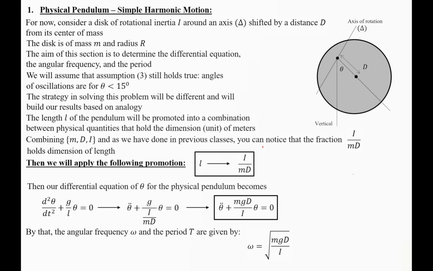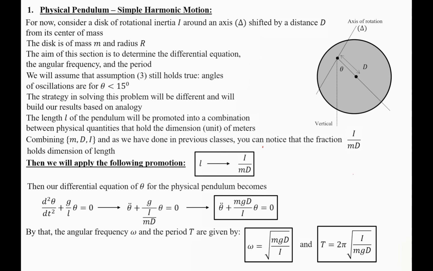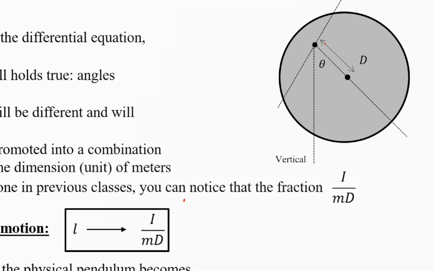Then that would be the angular frequency, and that would be the period. And here let me again specify that m is the mass of the rigid body, I is the moment of inertia about the axis of rotation itself and not the center of mass, d would be the distance of separation between the axis of rotation and the center of mass.